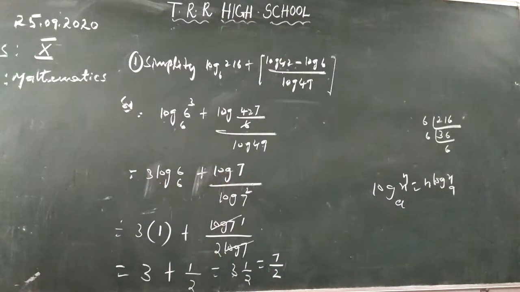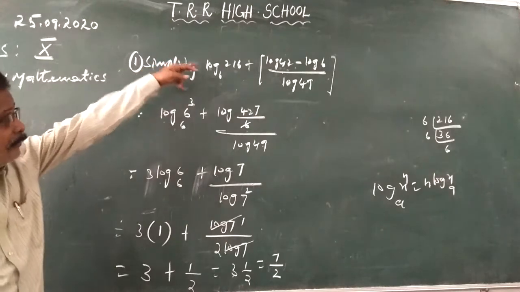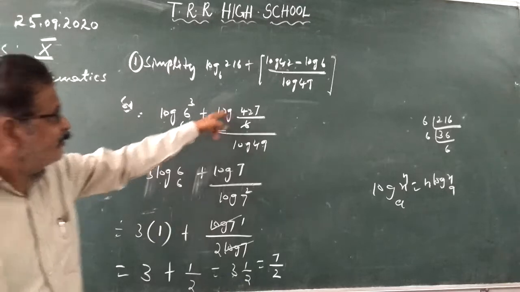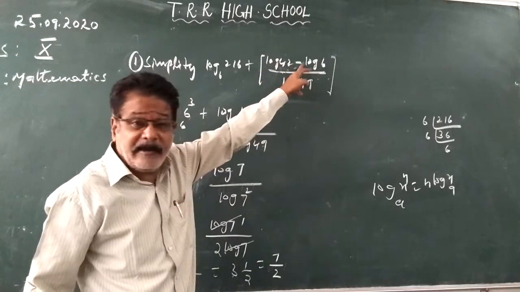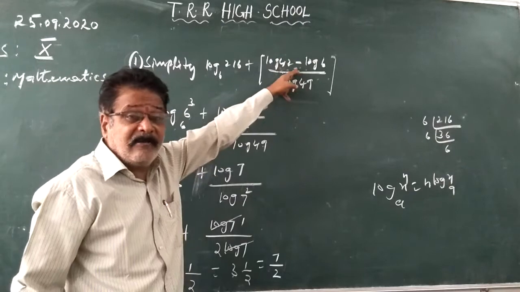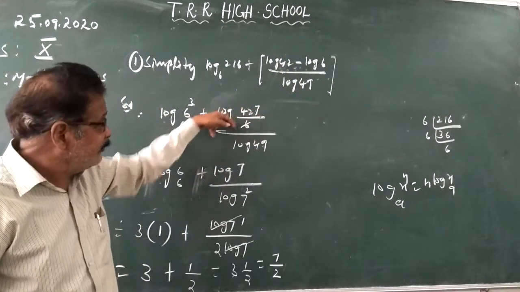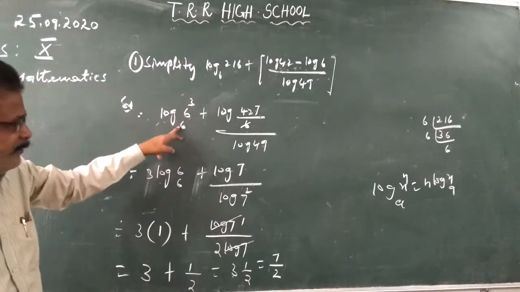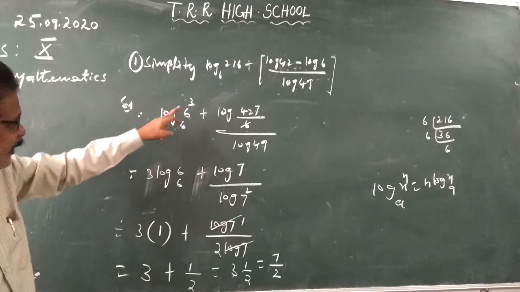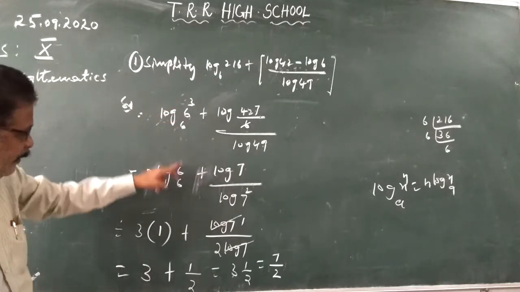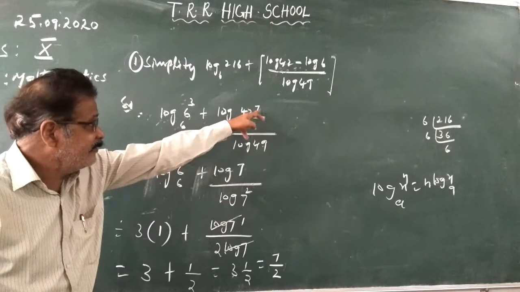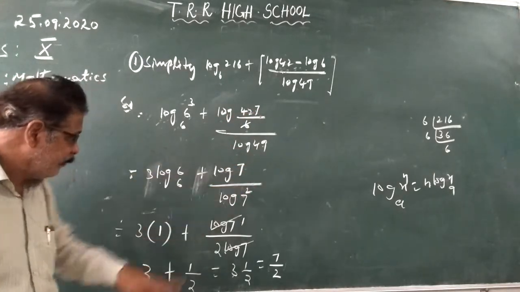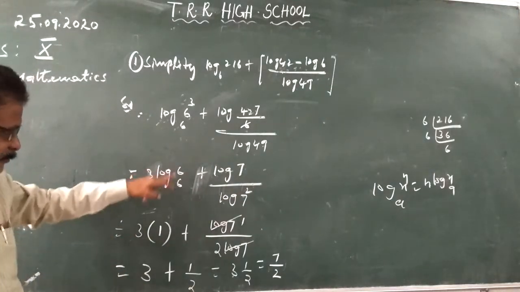Like this you have to solve. 216, right, factorize, 6 cube. Log 6 cube base 6 plus log x minus log y, log 42 minus log 6, log x by y, log 42 by 6, by log 49. This is log x power n base a, n log x base a. N means 3 here. 3 log 6 base 6 plus log 7 by log 49, which can be written as 7 square.